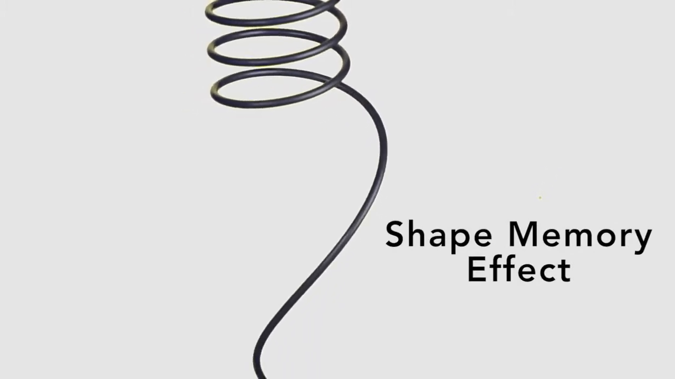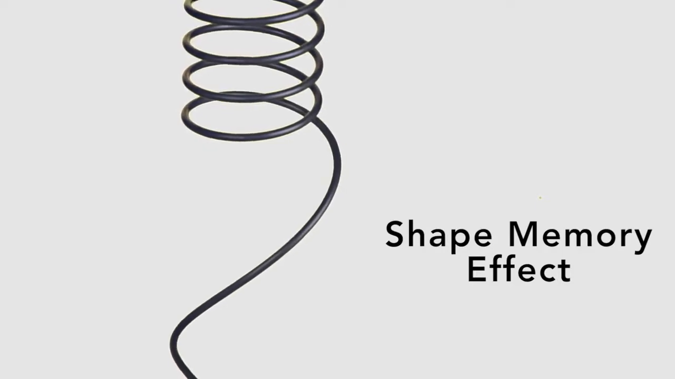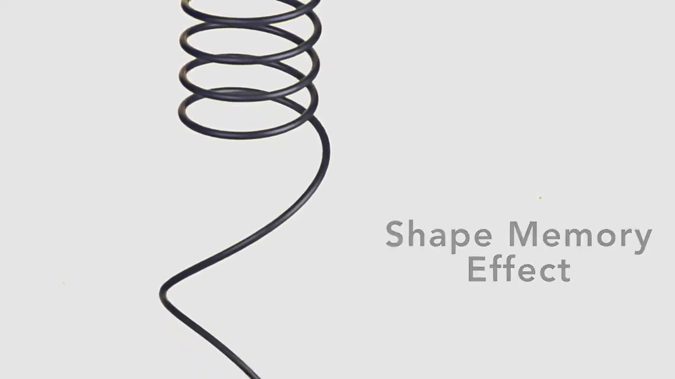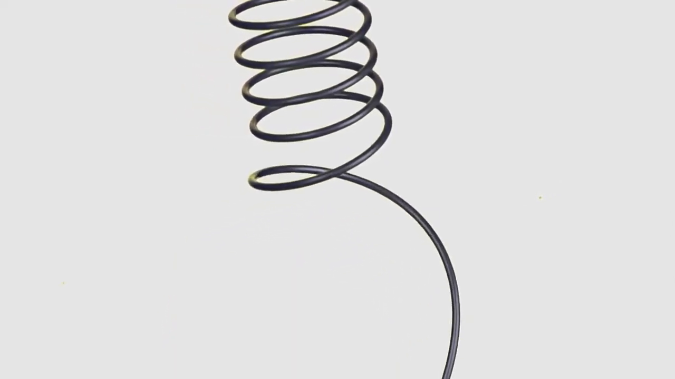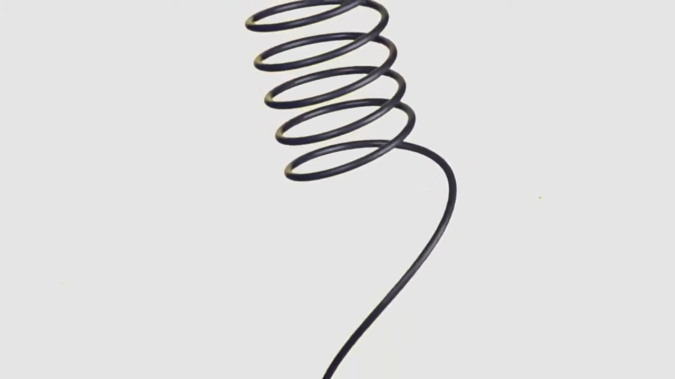A length of this wire was formed at very high temperatures into a spring. This shape setting occurs at temperatures above about 500 degrees Celsius and then cooled. Almost no matter how it's bent at room temperature, it returns to its original shape when heated at 75 degrees Celsius or so. So why does nitinol have this memory?